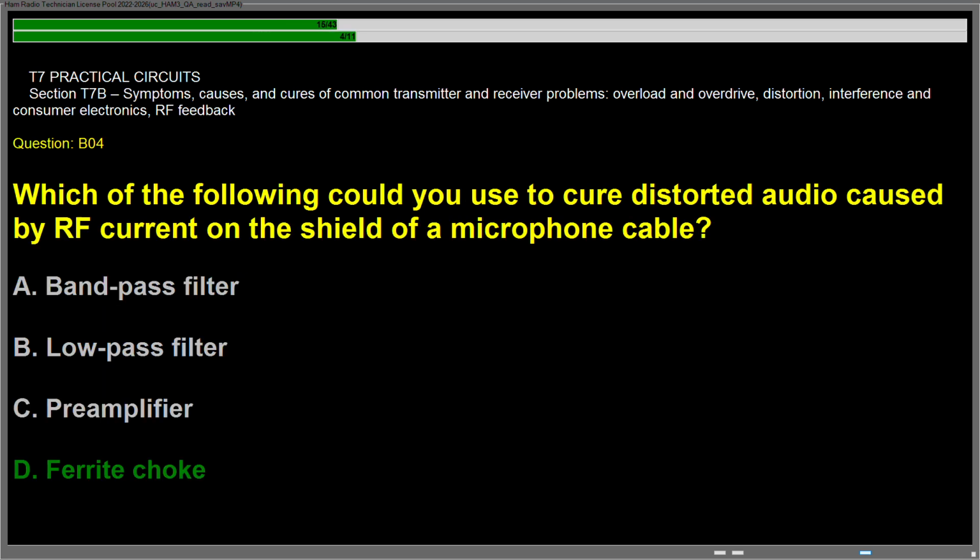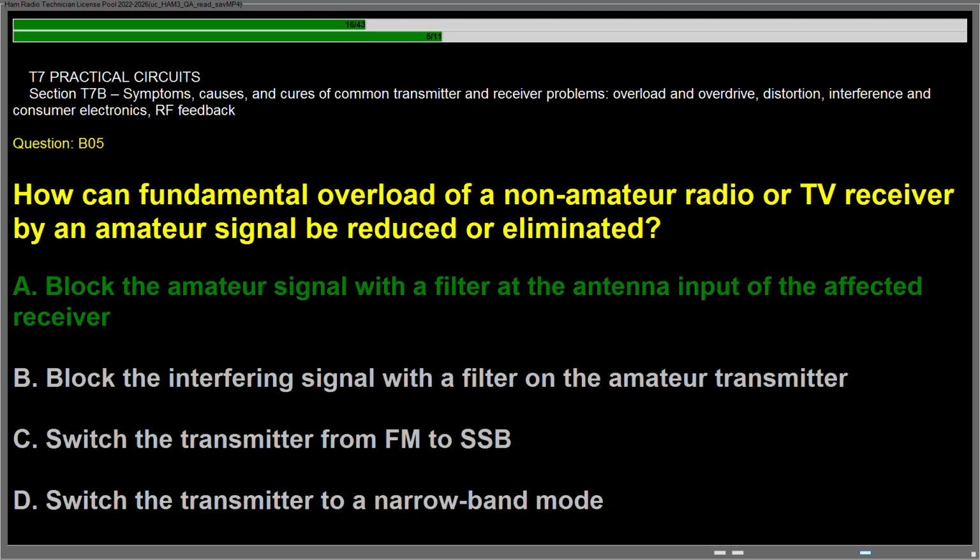Question Bravo 04, which of the following could you use to cure distorted audio caused by RF current on the shield of a microphone cable? Answer is D, ferrite choke. Question Bravo 05, how can fundamental overload of a non-amateur radio or TV receiver by an amateur signal be reduced or eliminated? Answer is A, block the amateur signal with a filter at the antenna input of the affected receiver.